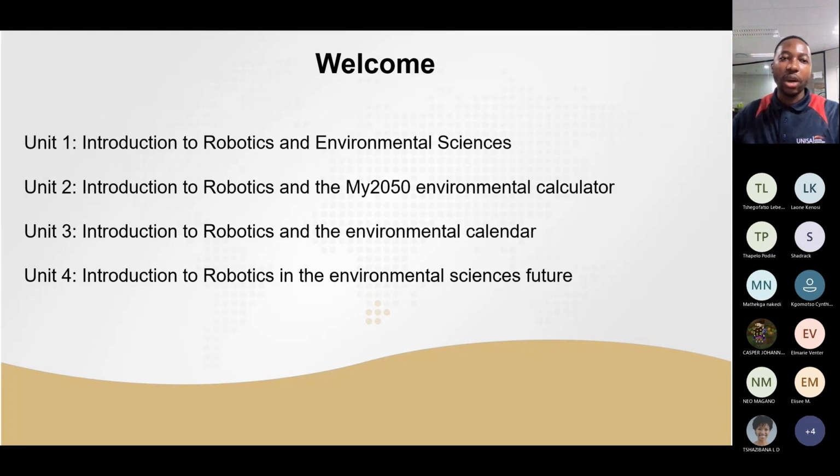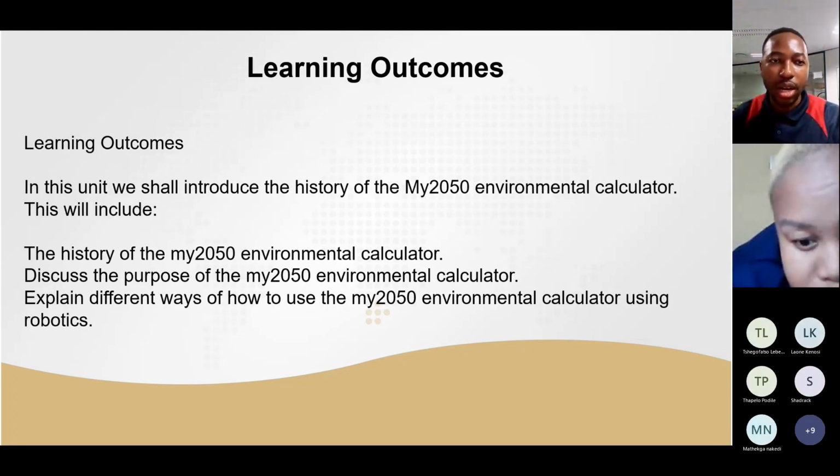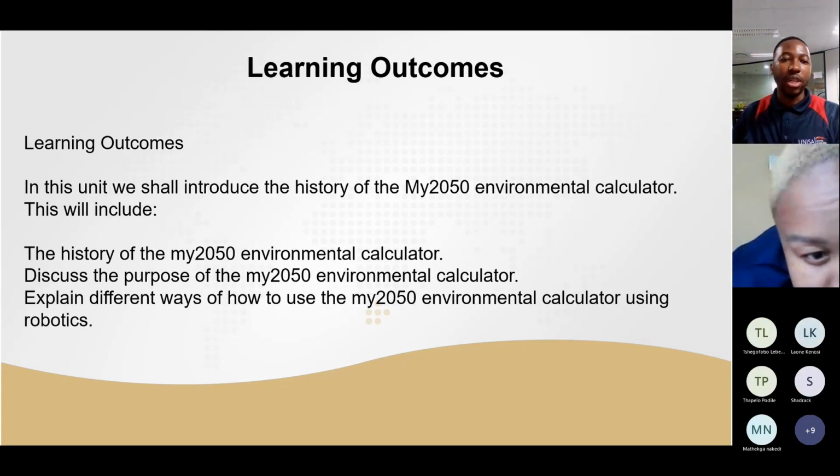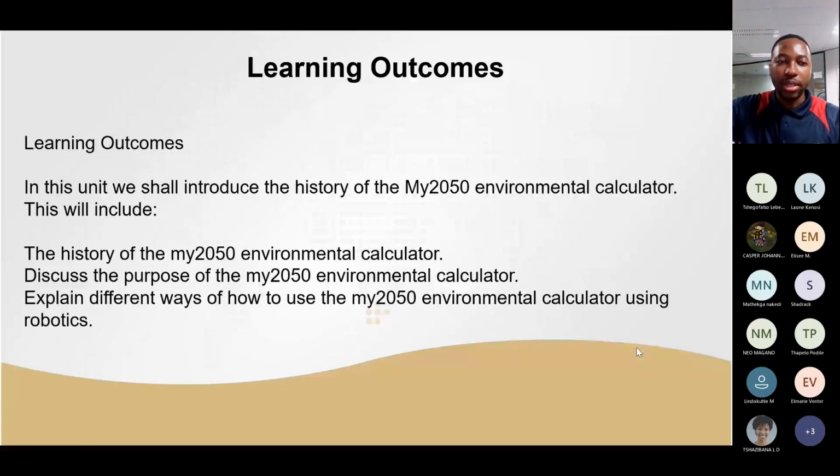And here the learning outcomes are talking about the history of the My 2050 environmental calculator, as well as we'll be discussing the purpose of this My 2050 environmental calculator, and explaining different ways of how to use it, specifically using robotics.